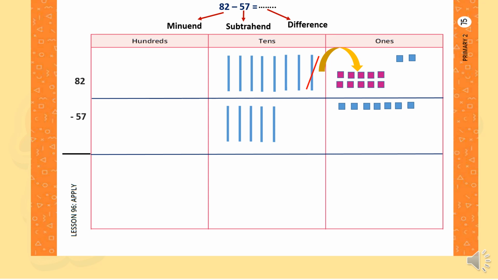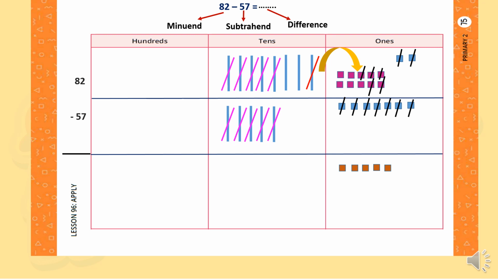Now we have 12 ones. 10 and 2 equals 12. We have 12 ones here and 7 ones. 12 minus 7 equals what? 12 minus 7 equals 5. Now subtract tens with tens. How many sticks do we have here? 1, 2, 3, 4, 5, 6, 7. We will subtract 7 minus 5.